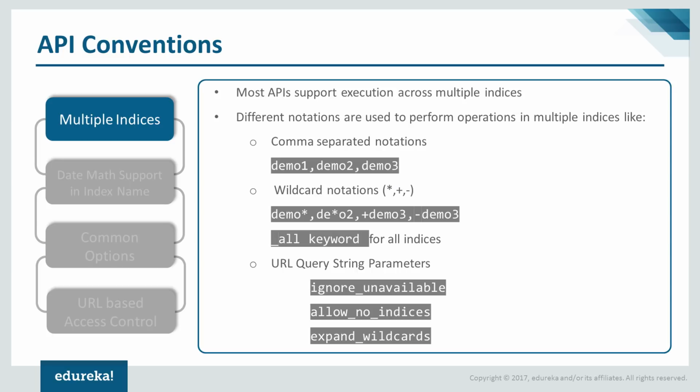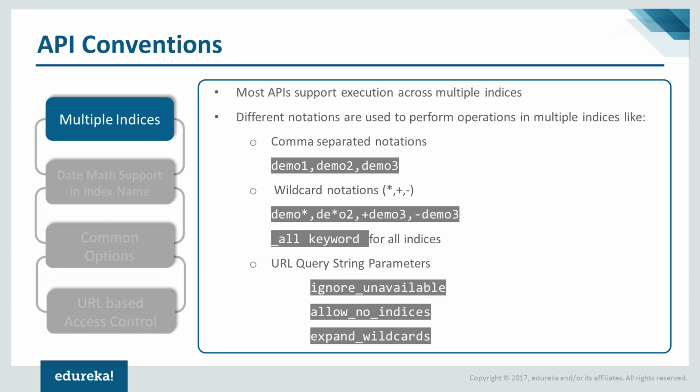Most APIs support execution across multiple indices. Different notations can be used to perform the operation on multiple indices. Suppose you want to perform an operation across multiple indexes, then what you can do is make use of certain expressions or operators like comma, wildcard notations, or some kind of string parameter.